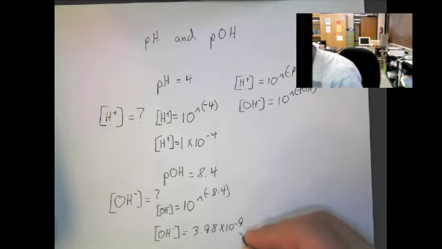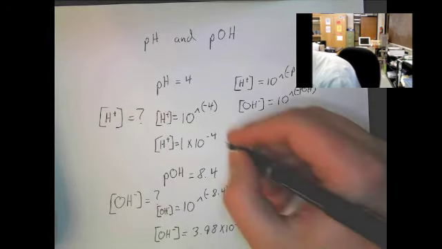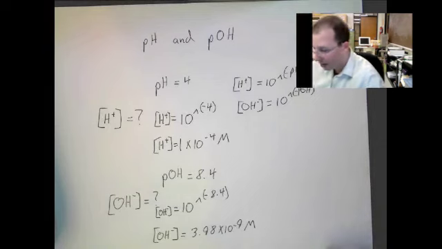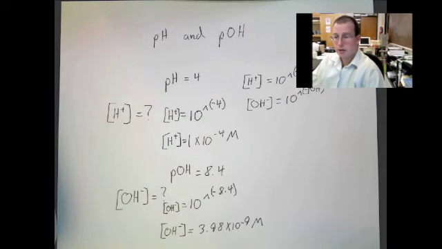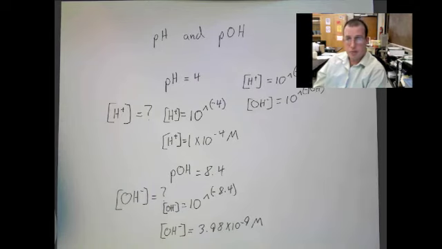Now, what are our units for both of these things? It'd be molarity and molarity, because that is the thing that we deal with concentration in. So that's how you go from pH and pOH to hydronium and hydroxide concentrations.